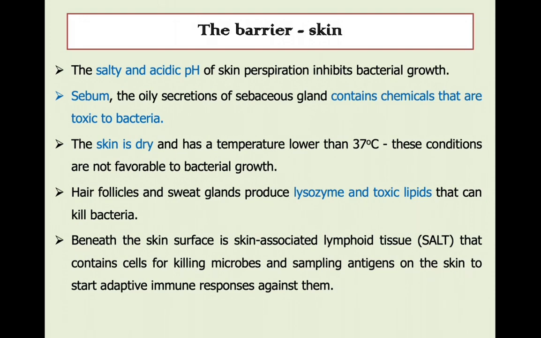Right? SALT is skin-associated lymphoid tissue. MALT is mucosa-associated lymphoid tissue. Both I already covered in chapter 1. SALT also has the same properties as MALT. Okay, it kills microbes and samples antigen on the skin to start an adaptive immune response against them.